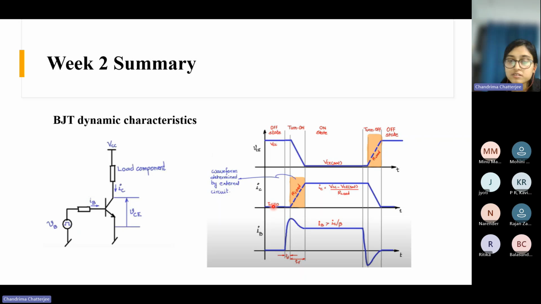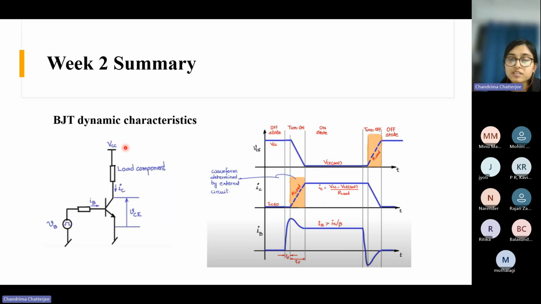ICO is there, and as the current value is very small here, the VCE voltage will be almost equal to VCC. That's what is shown here: VCE is VCC in the cutoff region. After this point, till this point, this is the cutoff region.